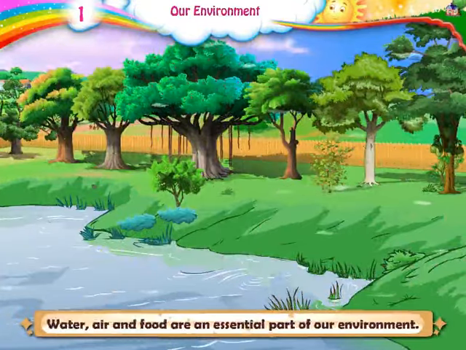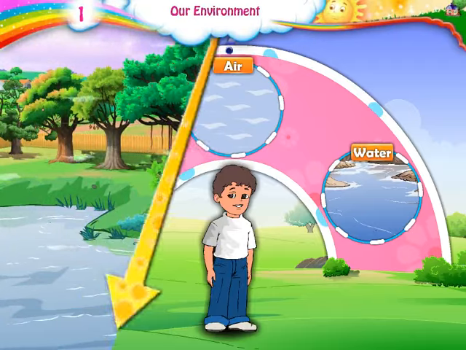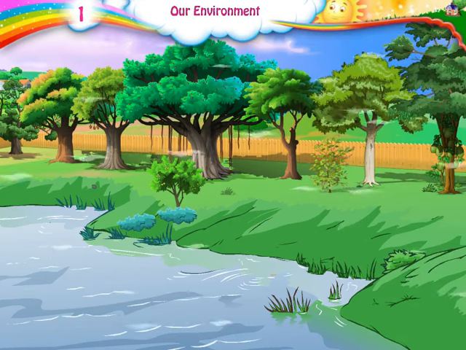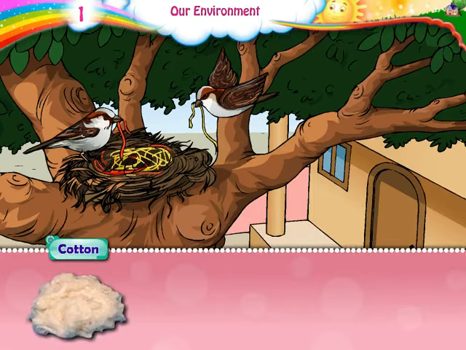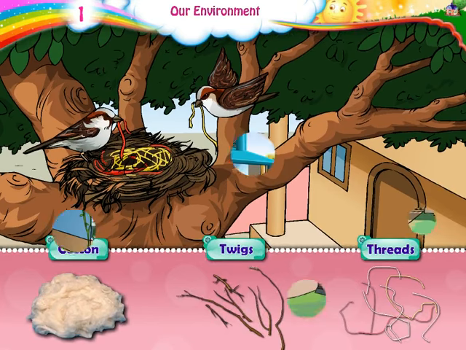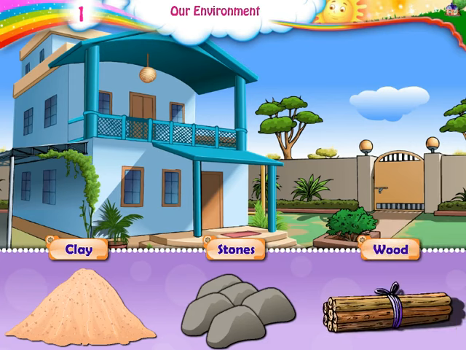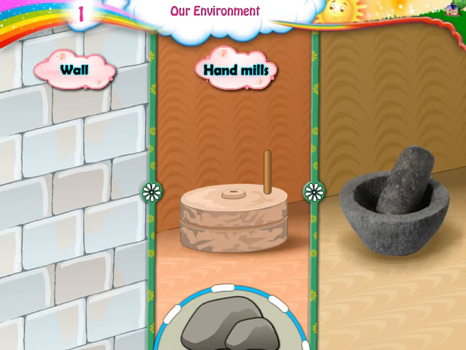Water, air, and food are an essential part of our environment. All living beings need them. Apart from this, they also need other things which they get from the environment. For example, birds require cotton, twigs, threads, etc. to build their nests. Man needs clay, stones, and wood to build houses. He also uses stones to build walls, handmills, and mortar.